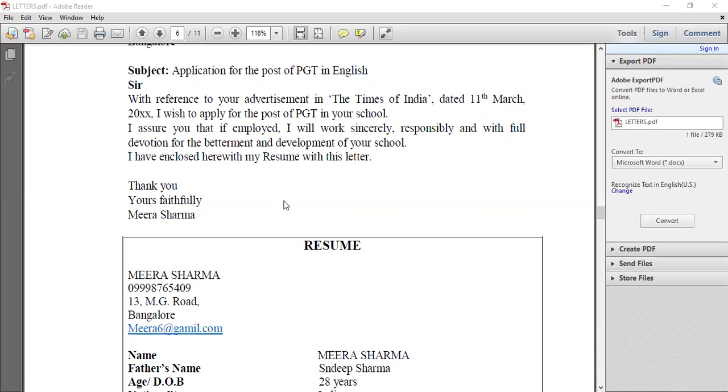Whenever you are writing the covering letter, applying for a post, you need to write with reference to your advertisement: in response to your advertisement published dated, or with reference to your advertisement in the Times of India, with the particular date and year mentioned. I wish to apply for the post, and we need to mention that particular post. At the end of the letter, we have to make a request, and of course, enclose our resume or curriculum vitae with the biodata. Thank you. Yours faithfully, Meera Sharma.